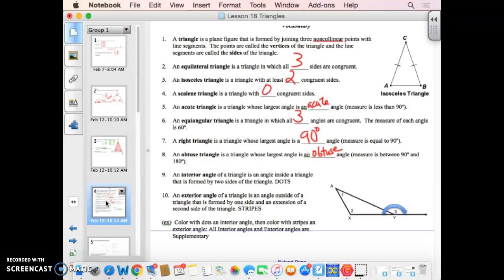So another thing you need to know is that if you're looking at an interior and exterior angle, I'm going to color the interior angle here with dots, and then the exterior angle is here. So each triangle does have an exterior angle associated with it, but you'll notice that if you add an interior angle and an exterior angle, they add up to 180 degrees. They make a straight angle.